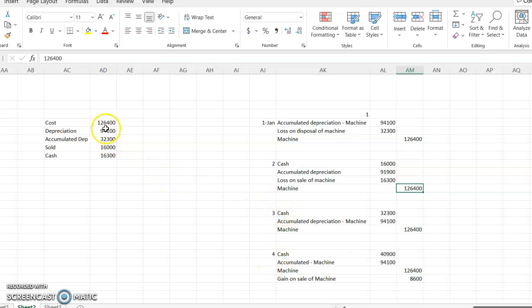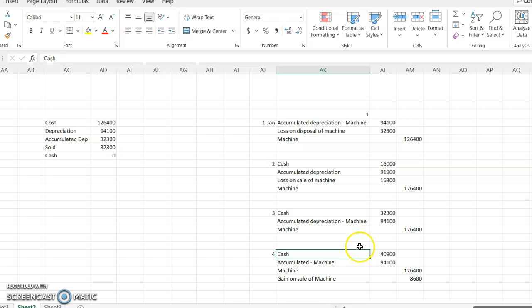Part 3, we have the cost still, the depreciation still, and the accumulated depreciation still. And now they've said Diaz sold the machine for $32,300. You'll notice that is the exact same as our accumulated depreciation. So if we put this into our formula, we have $32,300. It's 0. So it's a net 0, right? So when we go here, the cash is $32,300. The accumulated depreciation is $94,100 still, and the machine is credited for $126,400. That's the easy one.